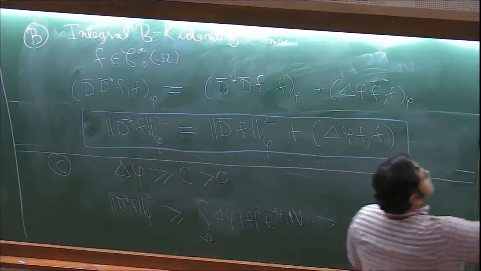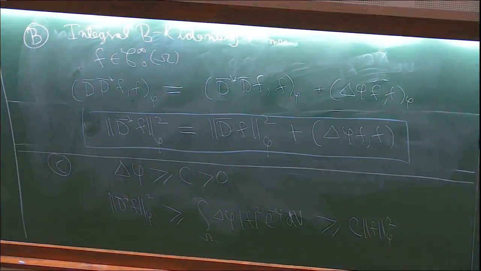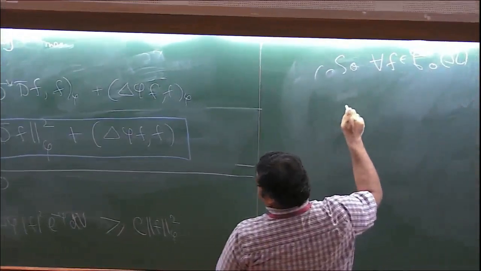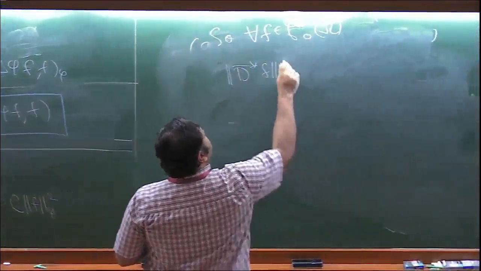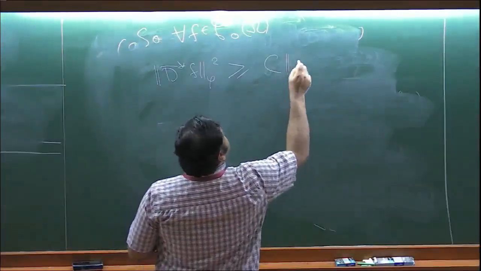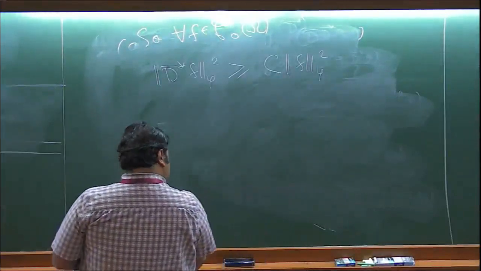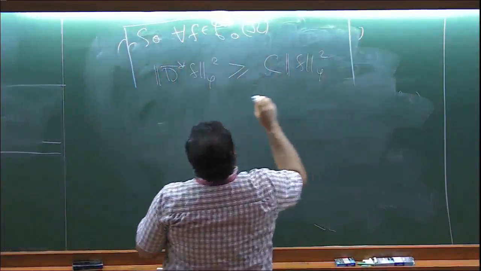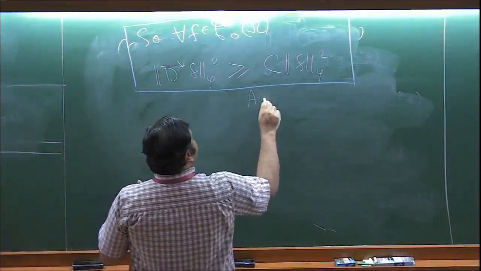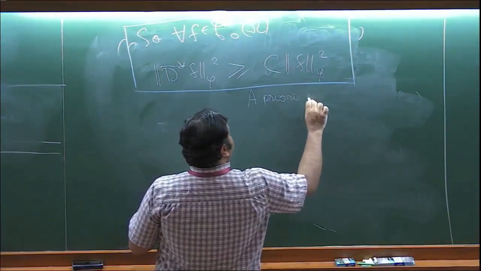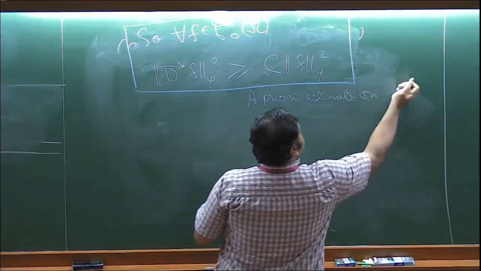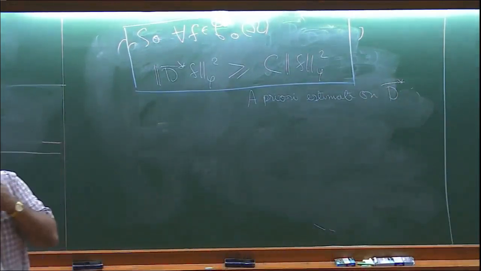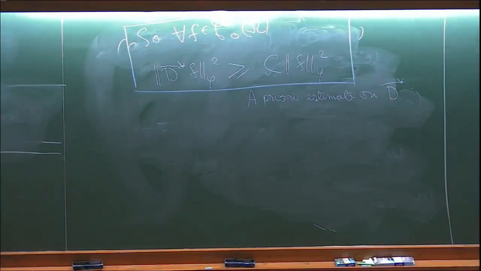So what we have shown is that the following inequality holds. So for each f with compact support, we have the inequality norm of d bar star f phi squared is greater than or equal to c times norm of f phi squared. So this is another one that will find a blue box for itself. So this is the a priori estimate on d bar star. At this point, we would like to use the functional analysis lemma. It looks similar. We don't have an inner product here, but it looks similar.